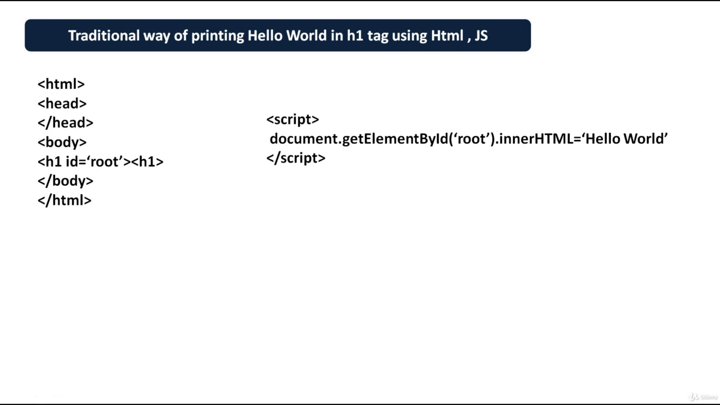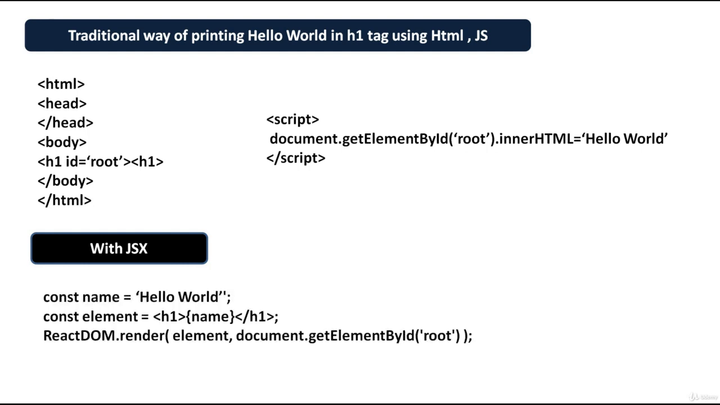Now we will see how to print the same hello world on the web page using JSX in React.js. With JSX, first we have to create a variable with any name. Here I have created the variable with the name name only. Const name is equal to hello world. After creating that variable, we have to create any element. Here I have created the h1 element. In this h1 element, we have to write the variable name in curly braces. That's why I have written name in the curly braces.